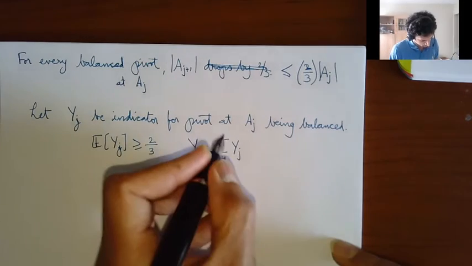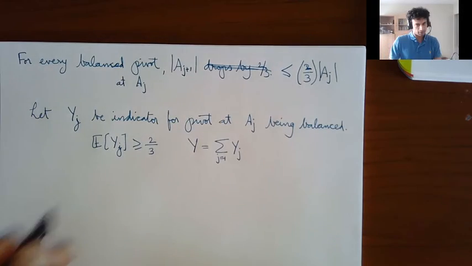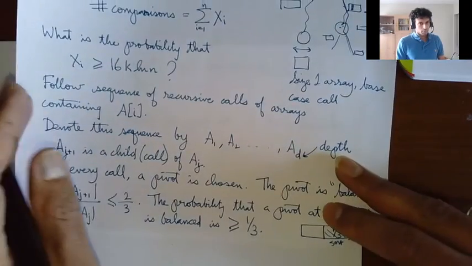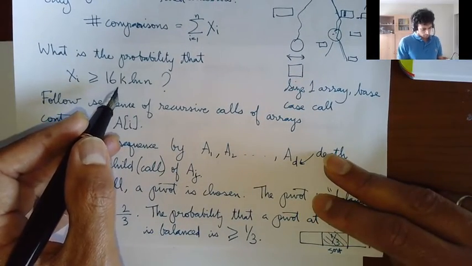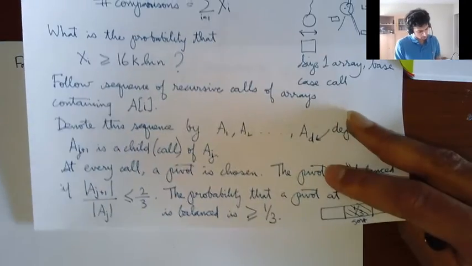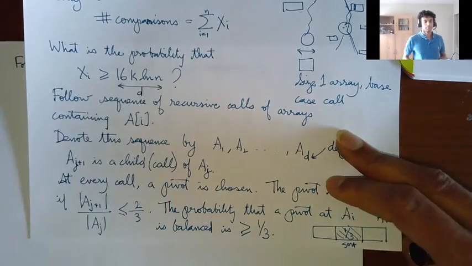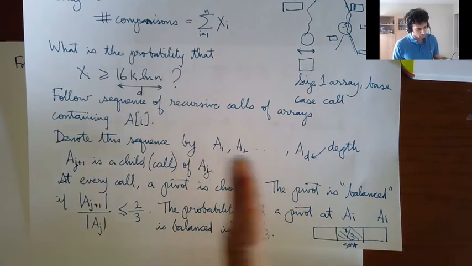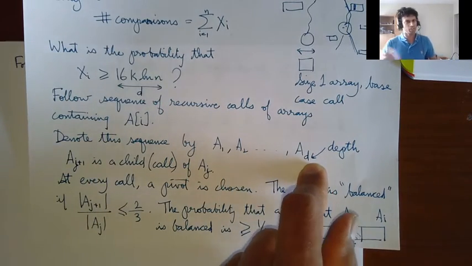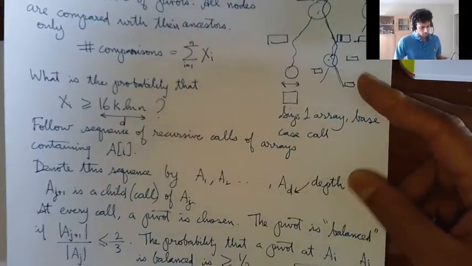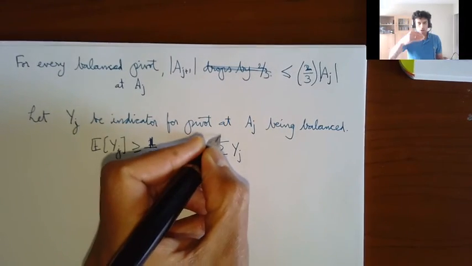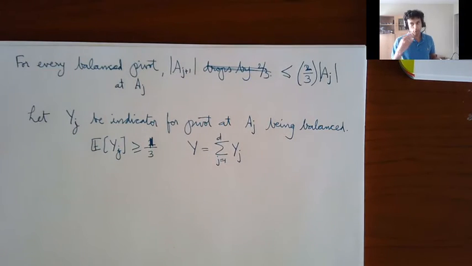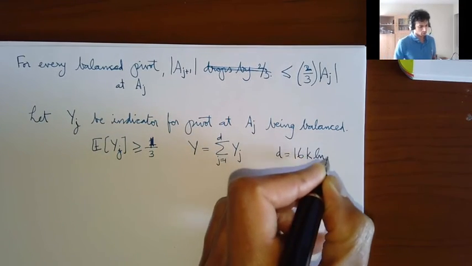We are trying to understand what is the probability that the depth was more than D. Let me refer to this as D. So you have some sequence, and eventually it goes to D, and potentially goes to something more than D. So I look at the first D calls, because I'm looking at the probability that there are more than D calls, where again D is 16k natural log of n.